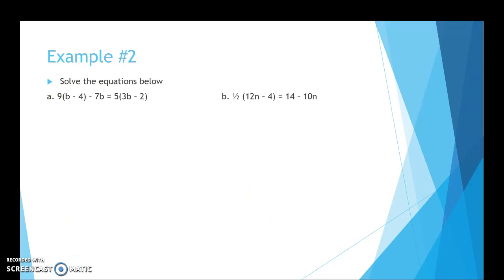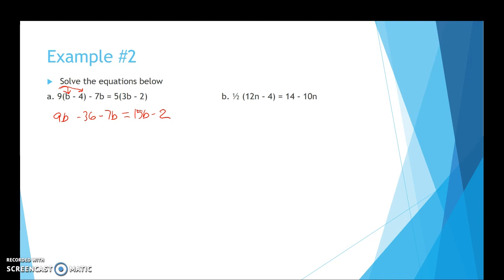The next example, example number 2, they want us to solve these equations below. Notice we have variables on both sides, but we also have parentheses on both sides. So when we're looking at A here, we can distribute this 9 to the b. We have 9 parenthesis b minus 4 minus 7b equals 5 parenthesis 3b minus 2. So as I was mentioning, you're going to distribute the 9 to each term in the parentheses. So you have 9b minus 36 minus 7b equals 15b minus 2.